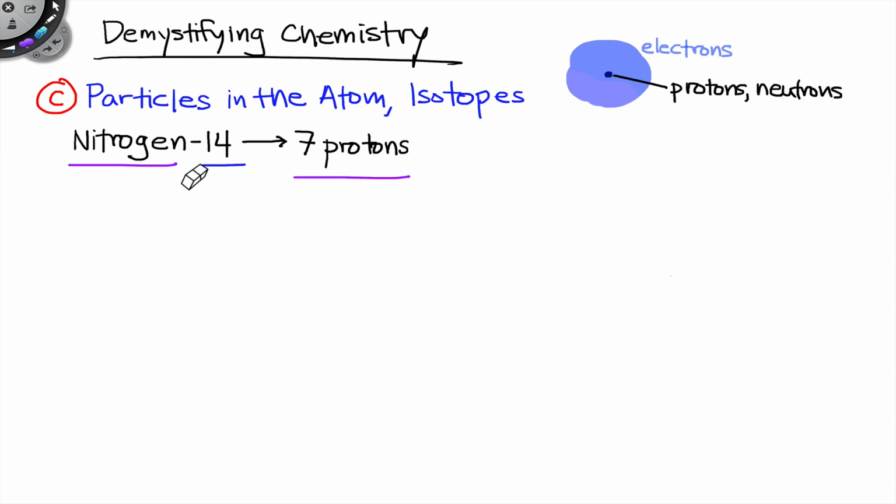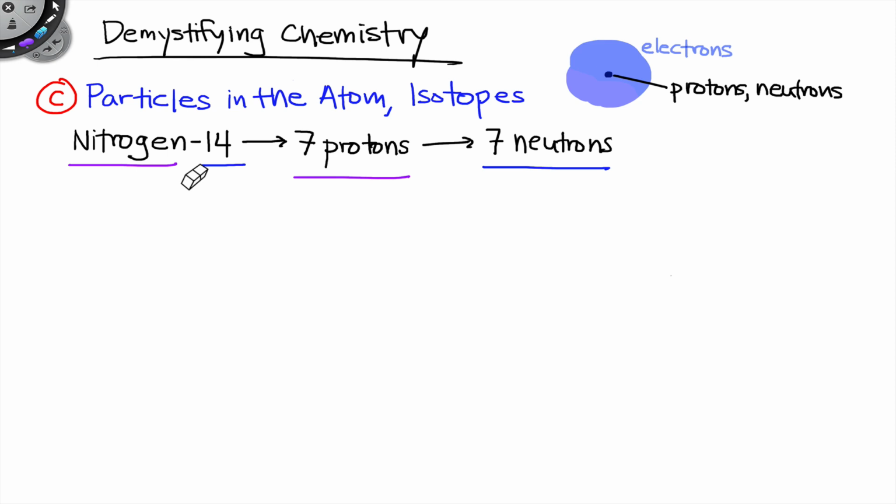The number following the element name, 14, is the mass number. And from this, we can deduce the number of neutrons in the nucleus, since the total mass number is the sum of the numbers of protons and neutrons. So 7 plus the number of neutrons equals 14. So the number of neutrons here is 7 in nitrogen-14.